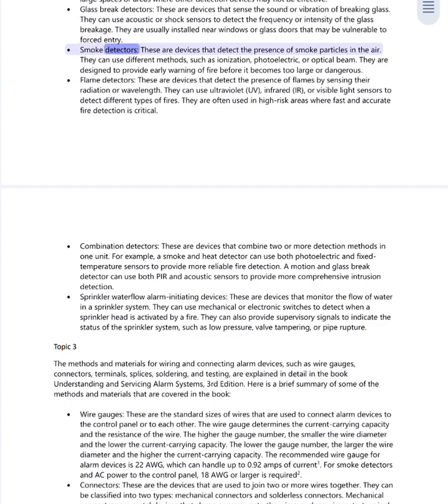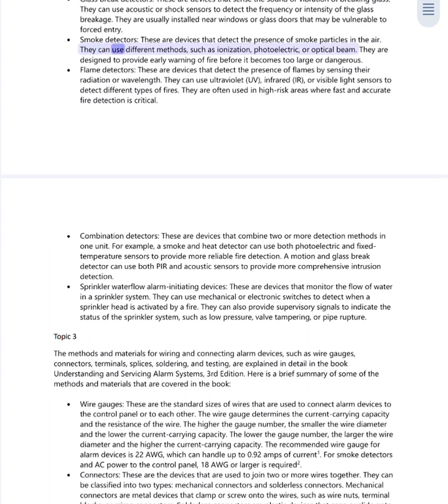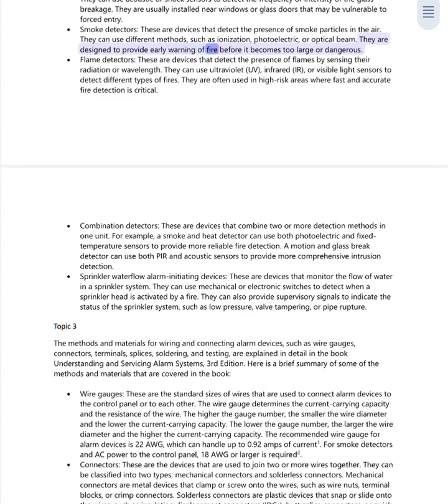Smoke detectors. These are devices that detect the presence of smoke particles in the air. They can use different methods, such as ionization, photoelectric, or optical beam. They are designed to provide early warning of fire before it becomes too large or dangerous.